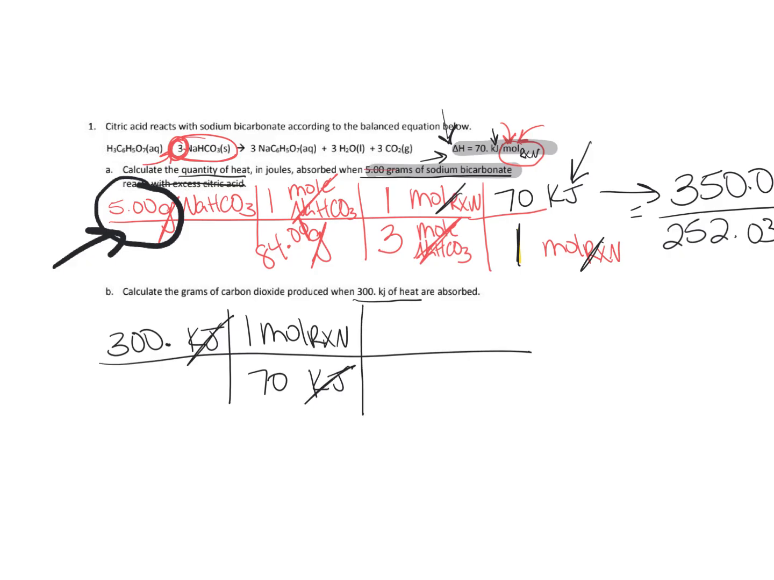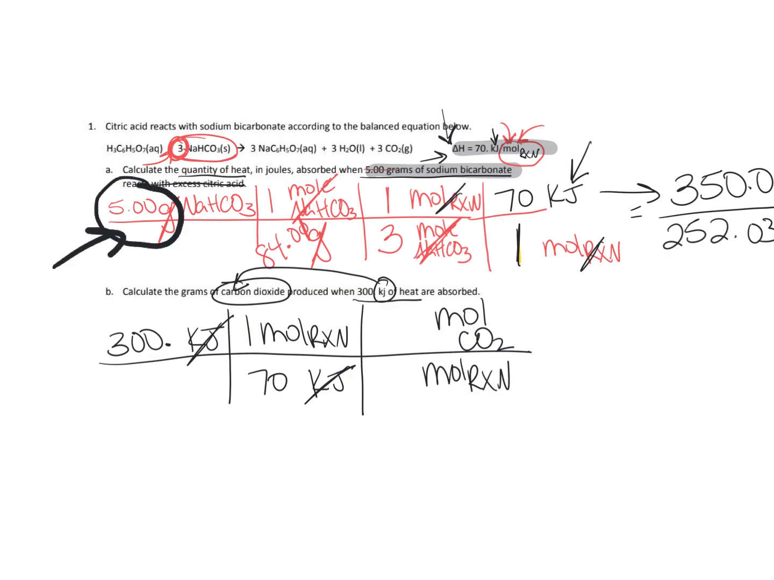My kilojoules cross out. I have moles of reaction at the top, so I need moles of reaction at the bottom. And my goal is to go from kilojoules to grams of carbon dioxide. So my goal is to get to CO2. Remember, the only time that you can change from one compound to the next, or in this case, from reaction to another compound, we have to be in moles.